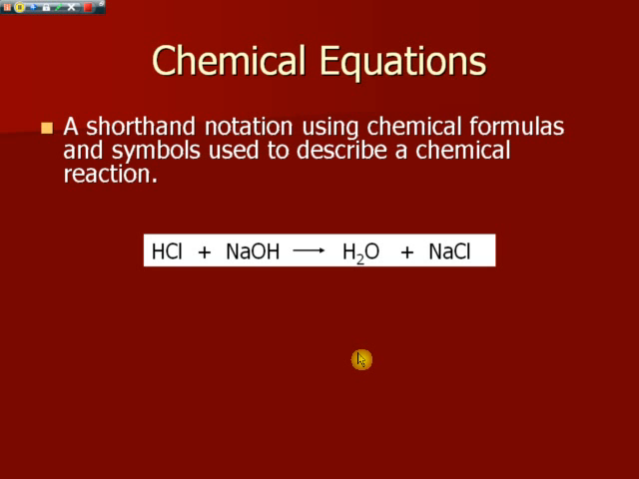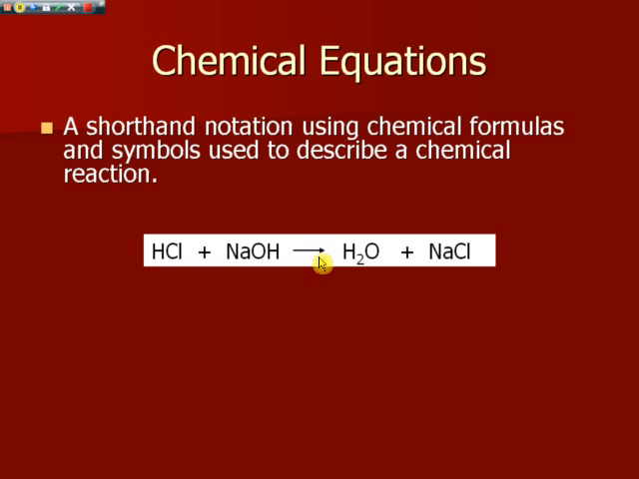Now, a chemical equation is a very important piece of chemistry, because if you recall from first trimester, we talked about the SI system. We talked about the importance of making our communication and our language of science universal. Chemical equations are something that everybody around the world is familiar with, at least in terms of those that study science and chemistry specifically.